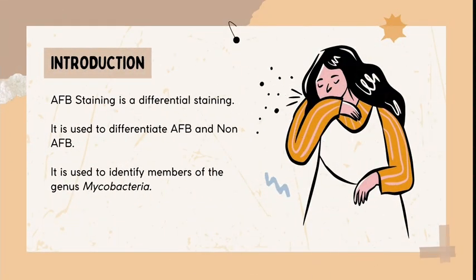So let's have a brief introduction about AFB staining. It is a differential staining because it differentiates acid-fast bacilli from non-acid-fast bacilli. It was first introduced by Paul Ehrlich, later modified by two German doctors, bacteriologist Franz Ziehl, 1859 to 1926, and pathologist Friedrich Neelsen, 1854 to 1898. AFB staining is used to identify members of the genus Mycobacteria.